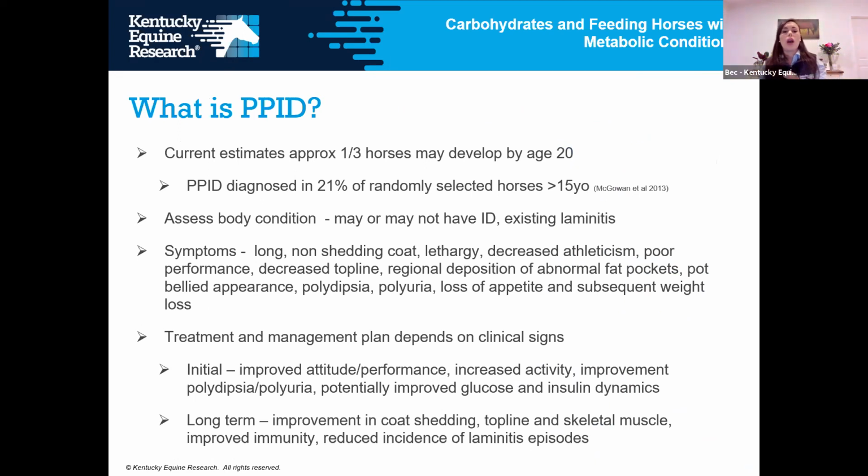So moving along as well, looking at PPID, current estimates suggest that approximately a third of horses are going to develop PPID by the age of 20. So that's a lot of horses, given that we do have certainly an aging population. Now, PPID, in a study done once again by Kathy McGowan on randomly selected horses. So these were not necessarily perfect candidates for PPID. They were randomly selected, and it showed that horses of 15 years and over, about 21% of them were diagnosed with PPID, whether they had overt clinical symptoms or not.